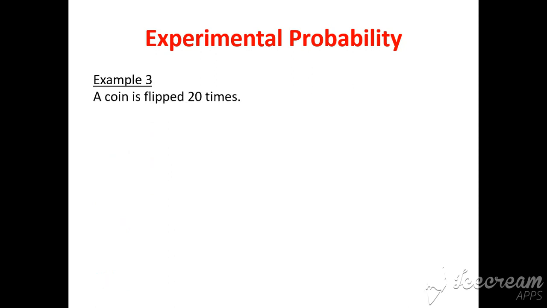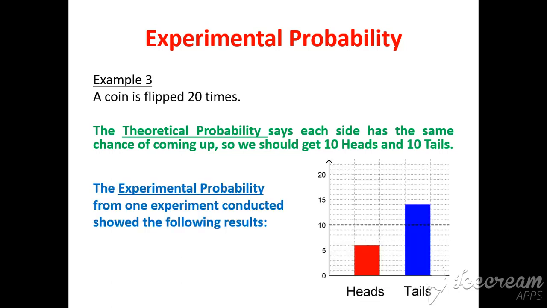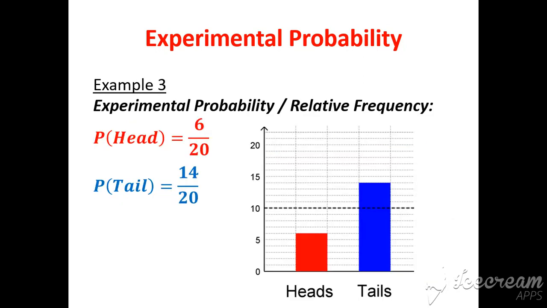Right, example 3, a coin is flipped 20 times. The theoretical probability says we should get 10 of each, 10 heads and 10 tails. But from one experiment conducted, this is the experimental probability, and these are the results. Let's look at this in more detail. We got 6 heads and 14 tails. So the probability of getting a head was 6 out of 20. The probability of getting a tail was 14 out of 20.